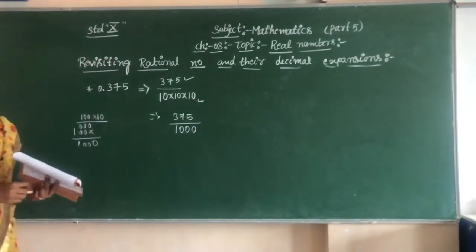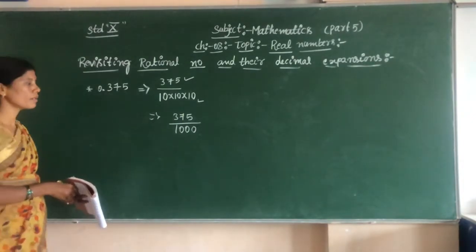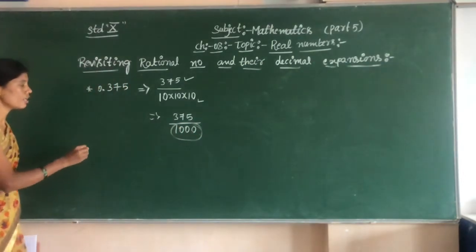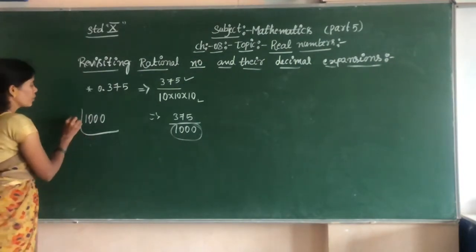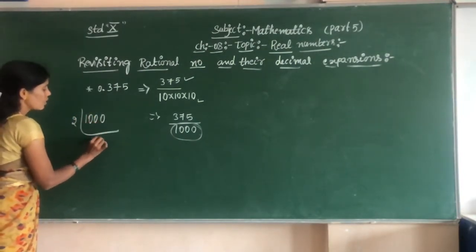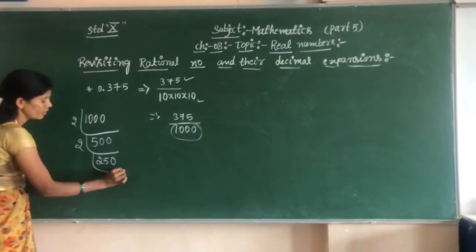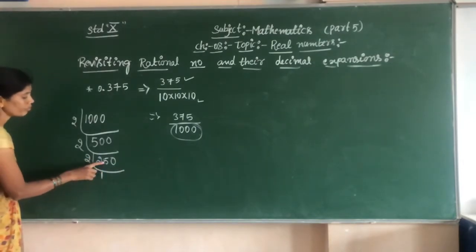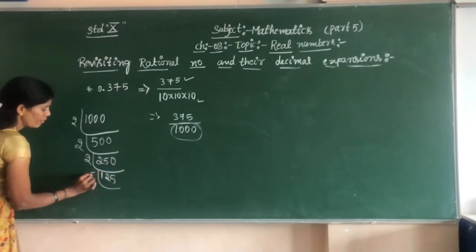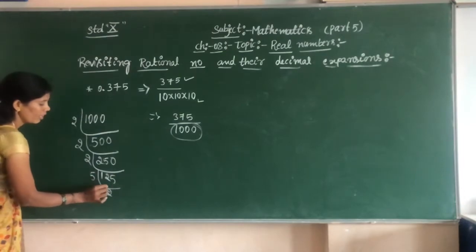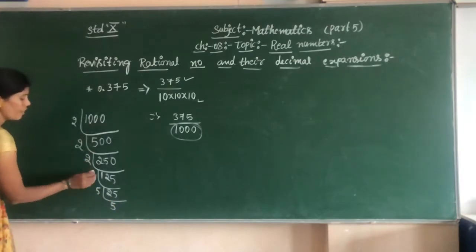I have already started this in fractions: which one is the numerator and which one is the denominator. We should take the denominator 1000 and do the prime factorization. 1000 divided by 2 is 500, by 2 is 250, by 2 is 125, by 5 is 25, by 5 is 5, by 5 is 1.